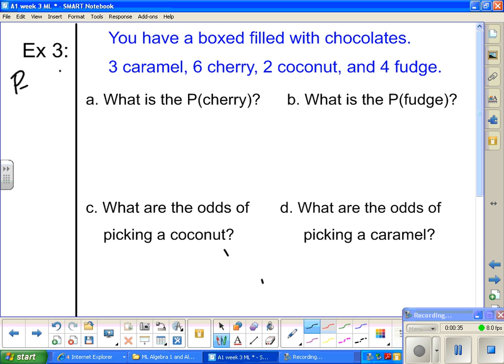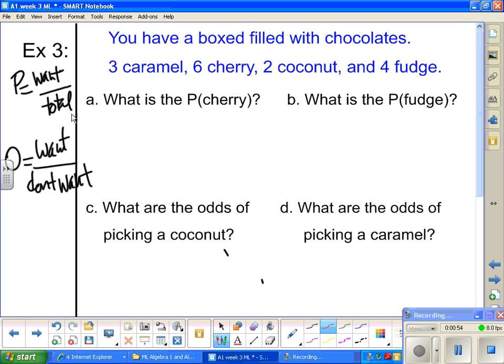So probability is what you want over total, and the odds is what you want over what you don't want. So when you're doing this, you need to make sure that you remember which one you're using.